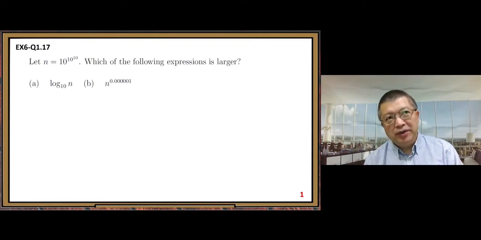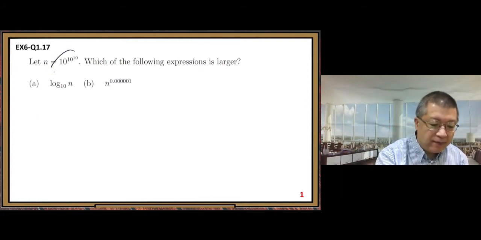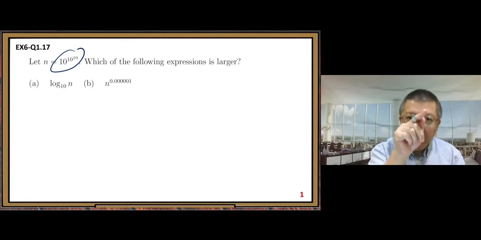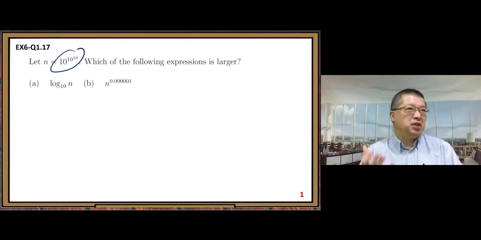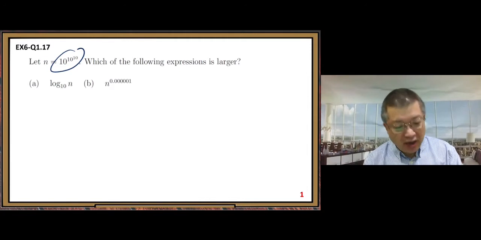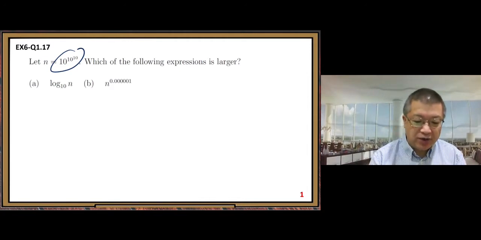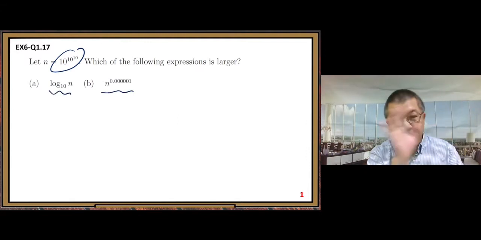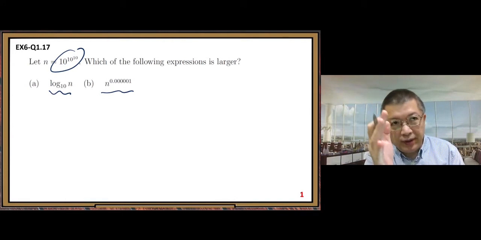So this one, if you want to try, you can try before looking at my answer. Based on my experience, not many students can do it correctly. So let me show you. First, look at this n, this number, 10 to the 10 to the 10th. Do not get confused. Let's evaluate these two expressions, then we compare which one is larger.